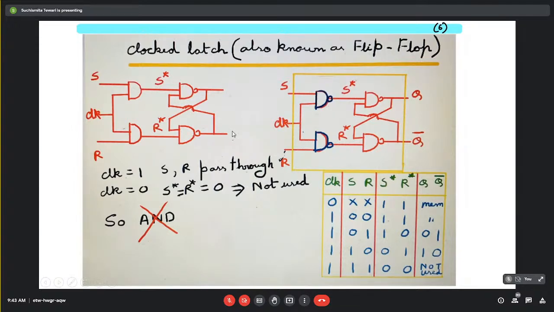Now this entire block over here with S, R, clock as inputs and Q and Q bar as output, this entire block is what we call a flip-flop. And here it is a set-reset flip-flop. Why is it a flip-flop? Because now an additional control, that is the clock, is used. So this is a set-reset flip-flop.